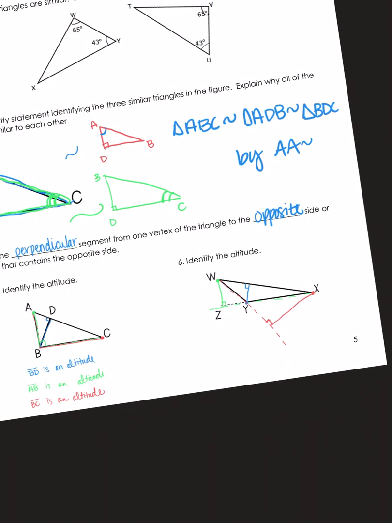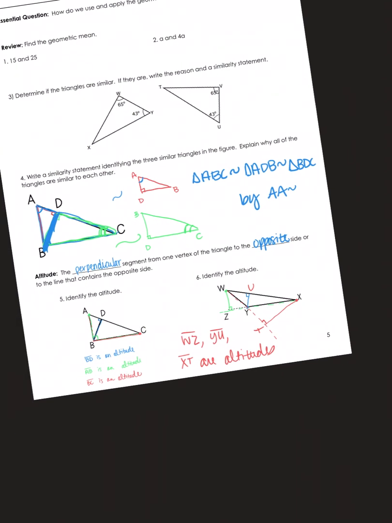So WZ, we can call this YU, and let's call this one, I don't know, RST, sure, XT, are altitudes. And obviously I threw in some extras there, but I wanted you to see how they work.